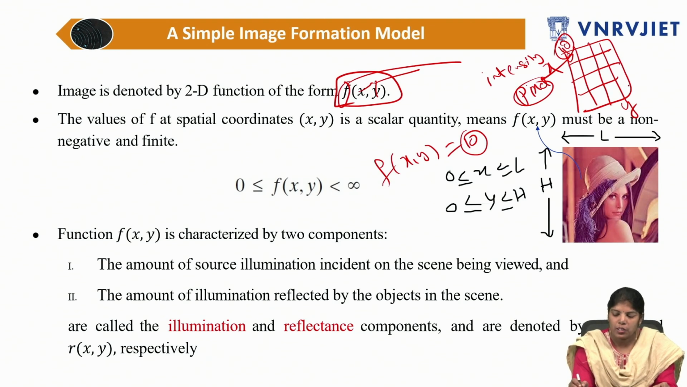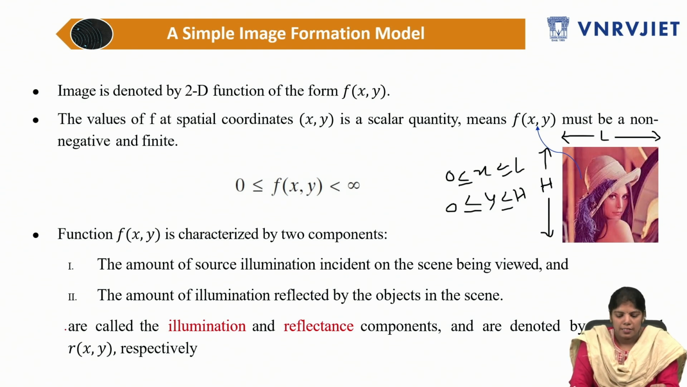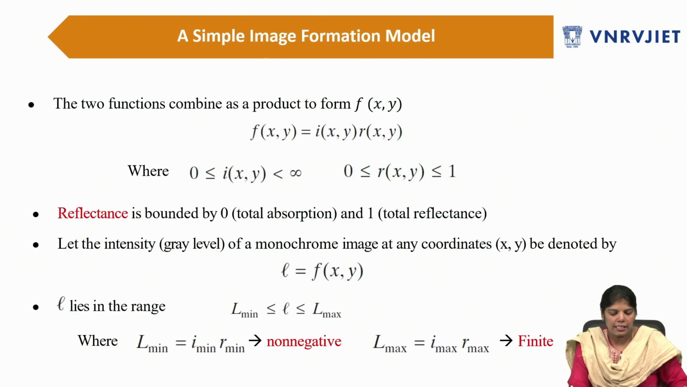Here we are capturing the 3D image into a two-dimensional system, and we represent it as f(x, y). It is a scalar quantity. The function f(x, y) is characterized by two components, based on the illumination source as well as the reflectance. So we represent it as two functions, and the two functions combine as a product to give f(x, y).